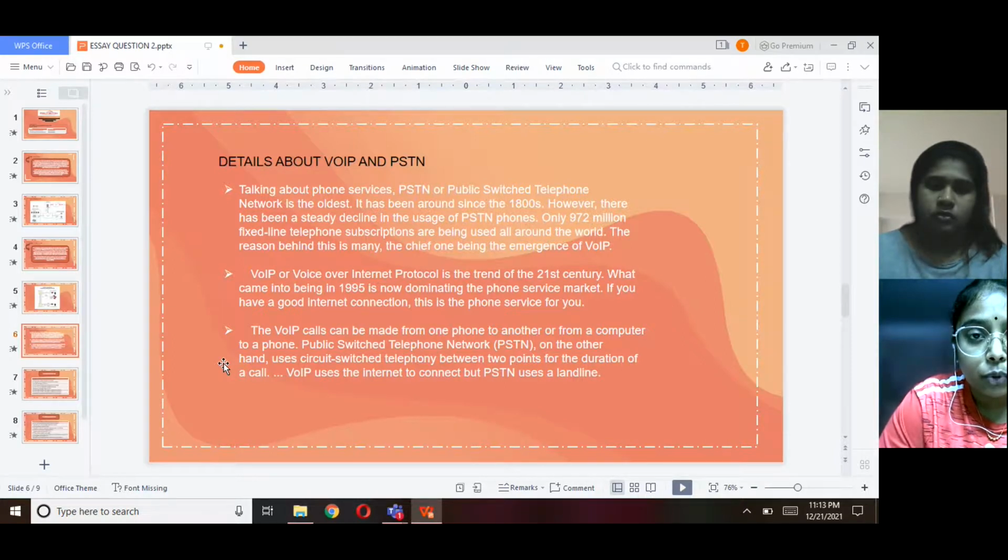VoIP, or Voice over Internet Protocol, is a trend of the 21st century. What came into being in 1995 is now dominating the phone service market. If you have a good internet connection, this is the phone service for you. A VoIP call can be made from one phone to another or from a computer to a phone. Public switched telephone network (PSTN), on the other hand, uses circuit switched telephone between two points for the direction of a call. VoIP uses the internet to connect but PSTN uses a landline.